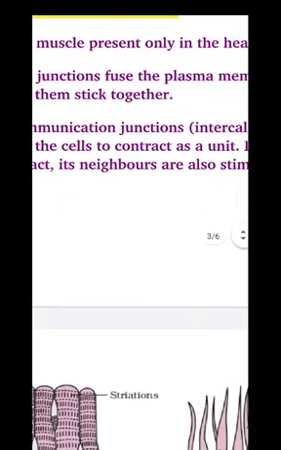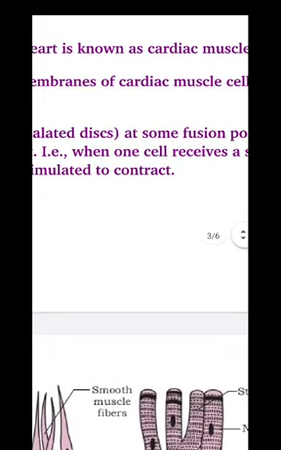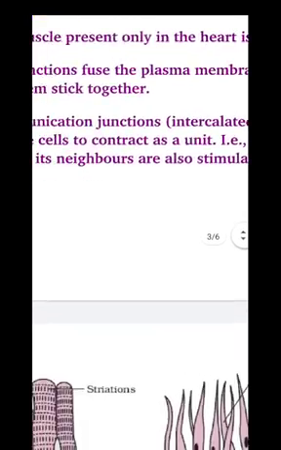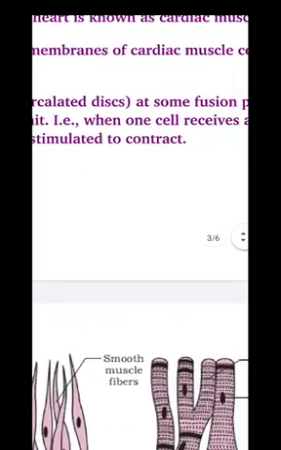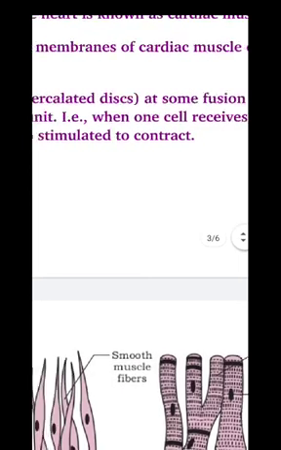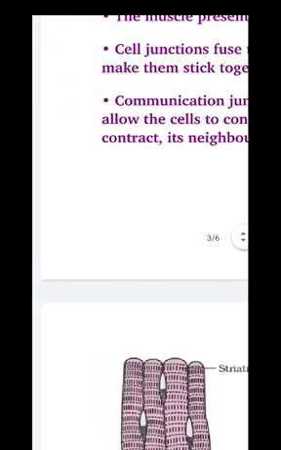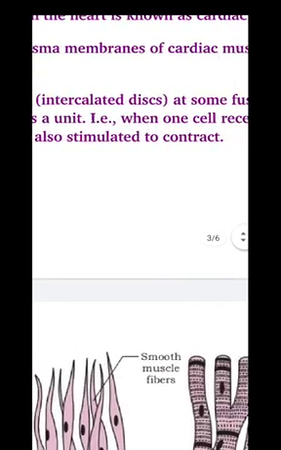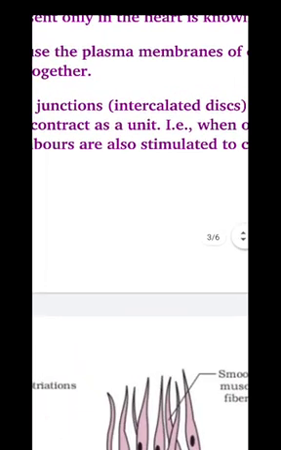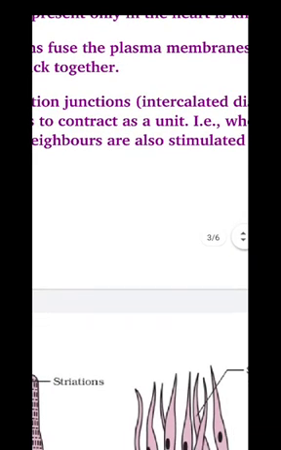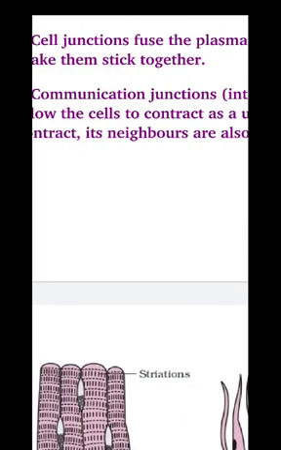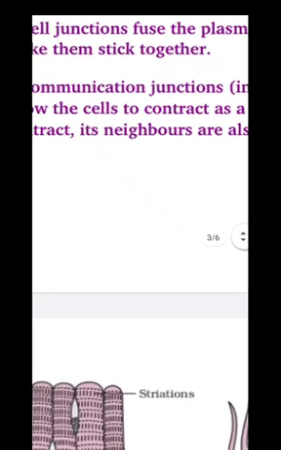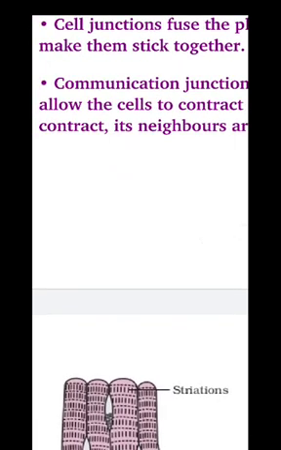Now, communication junctions, that means intercalated discs at some fusion points, allow the cells to contract as a unit. That is, when one cell receives a signal to contract, its neighbors are also stimulated to contract. That means there are connective junctions known as intercalated discs. We know that the heart beats continuously, so the message should pass through.